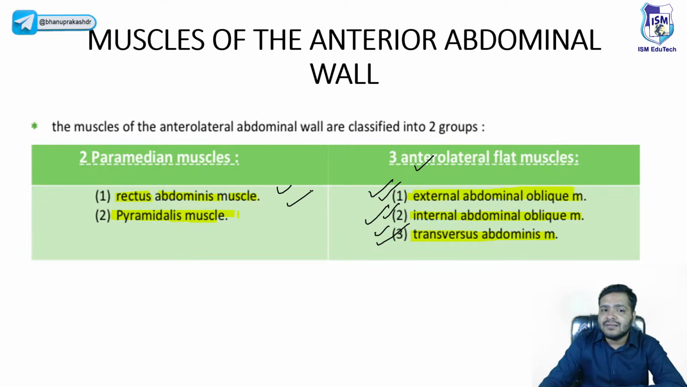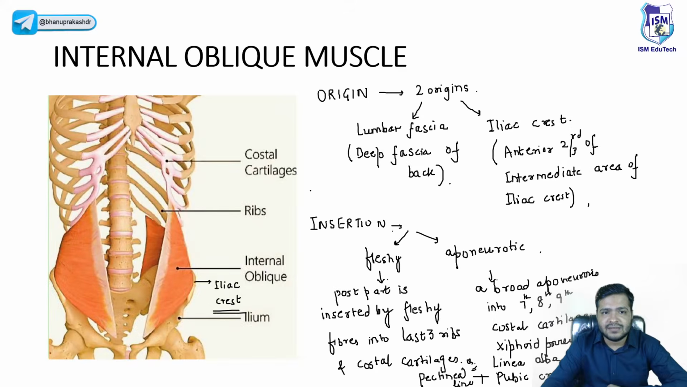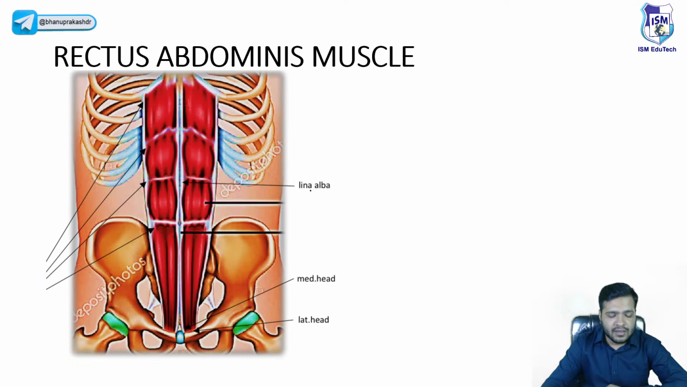Now, the paramedian muscles are situated along the midline, on the sides of the midline, and that's why they are termed as paramedian, right? So we have two muscles over here, rectus abdominis muscle and pyramidalis muscle. Let us understand these two muscles in detail. So rectus abdominis muscle. Now, beta, what does rectus mean? That is actually straight. Rectus means straight.